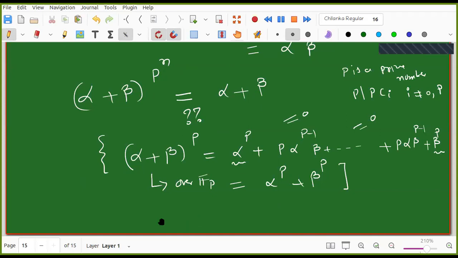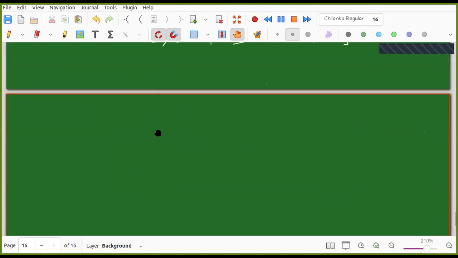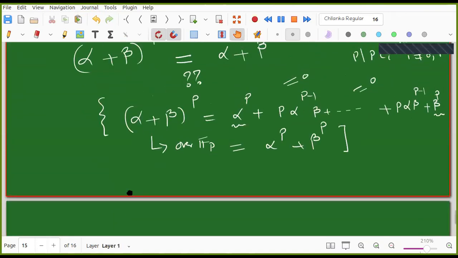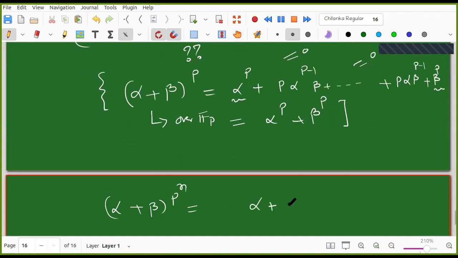Can somebody come up? Can't we directly just say that if P is prime, then P divides P choose I? Okay, right. So what you are telling is that alpha plus beta whole power P power n is equal to alpha plus beta whole power P minus 1, right?